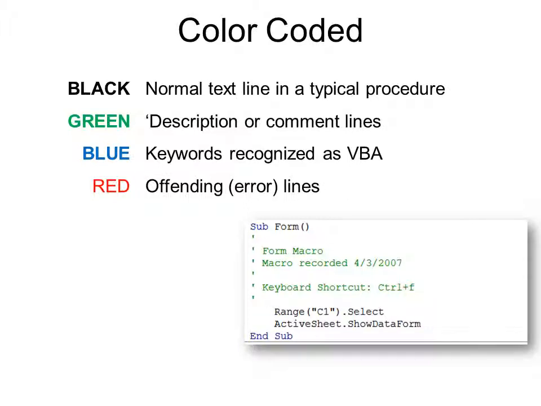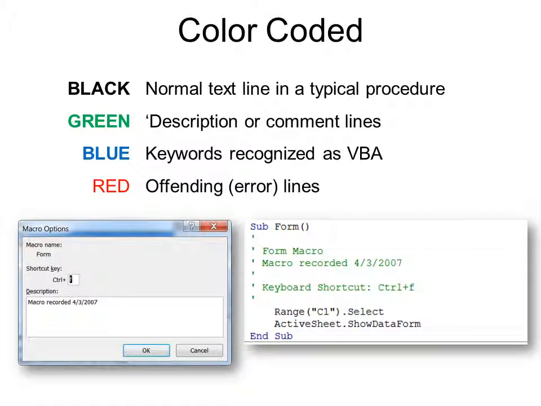Blue are words that are recognized as VBA. These are our keywords. And then if you had red, that means that you had an error. Those are offending lines. Remember, in our macro, our option for description and keyboard shortcut were here, and you can't get that back again once you've recorded your macro unless you come into Visual Basic.